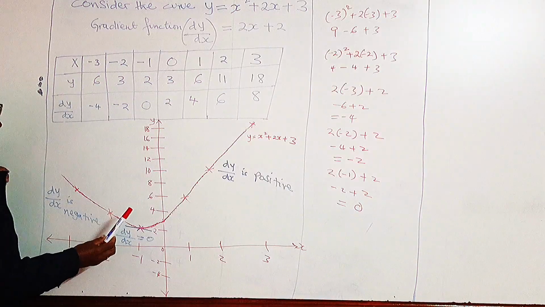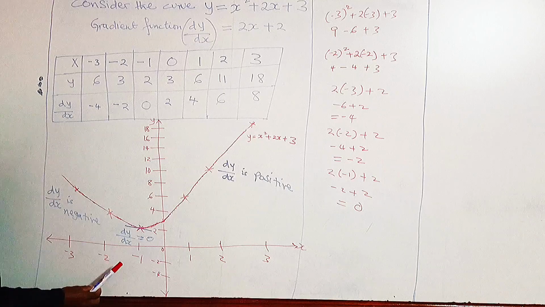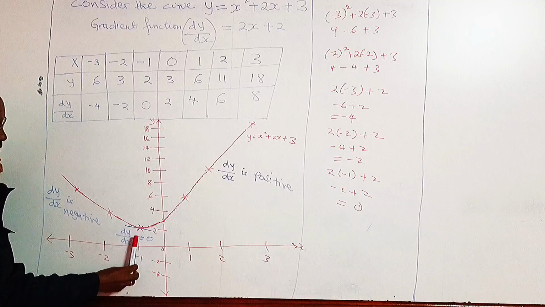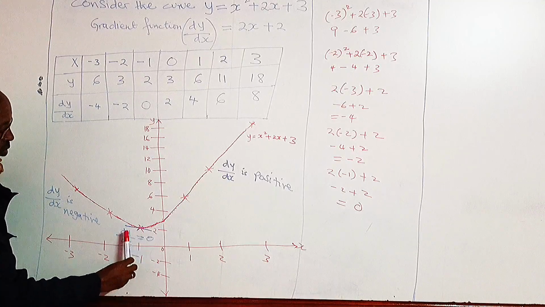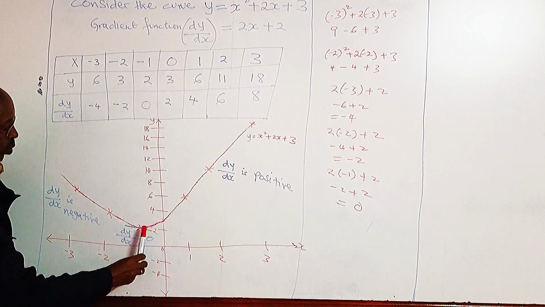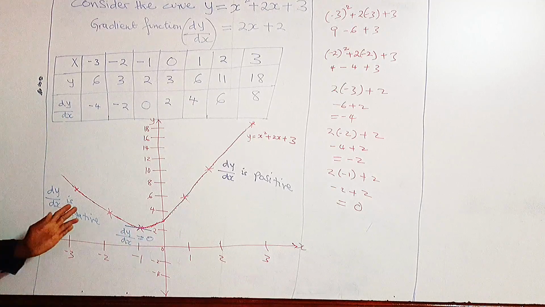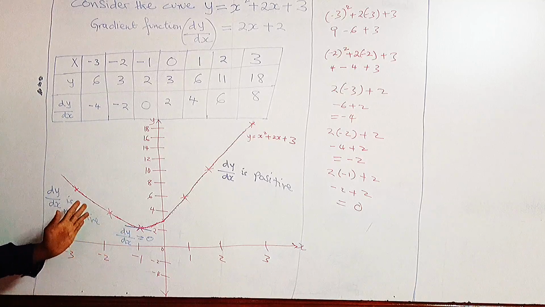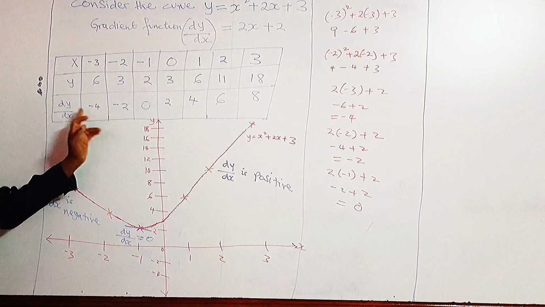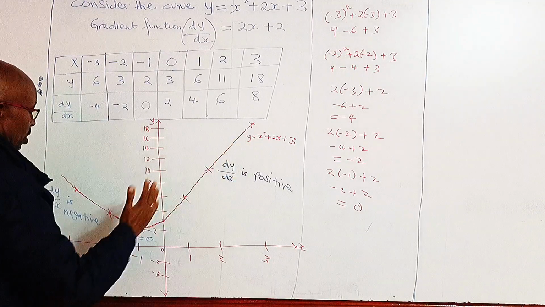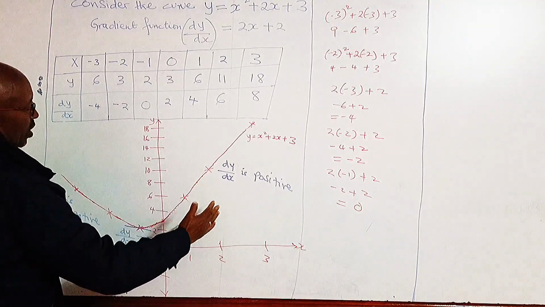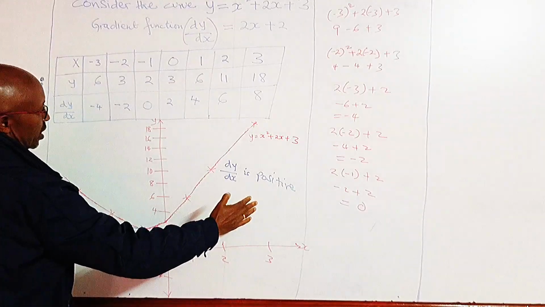On our graph, we can see that when the value of x is negative 1, dy/dx is equal to 0. The gradient of the curve at that point, negative 1, 2, is equal to 0. To the left of that point, the value of dy/dx is negative: negative 2, negative 4. To the right of that point, that is negative 1, 2, any value of dy/dx is positive.